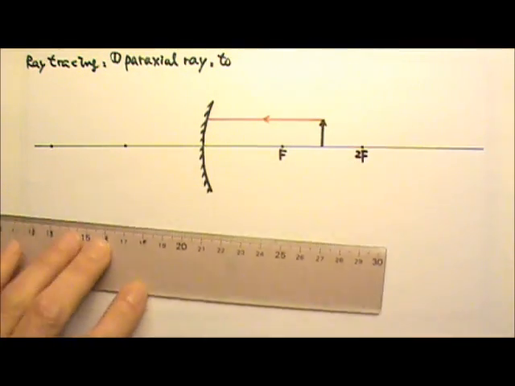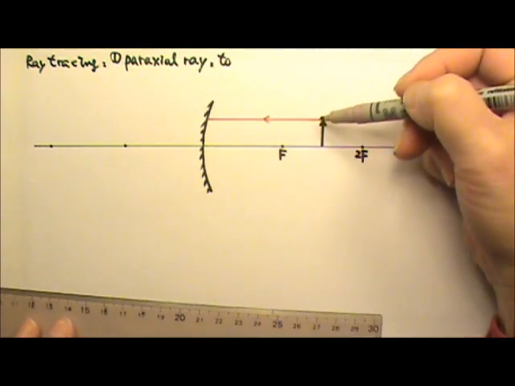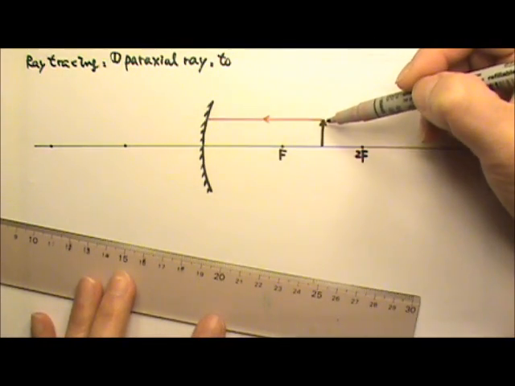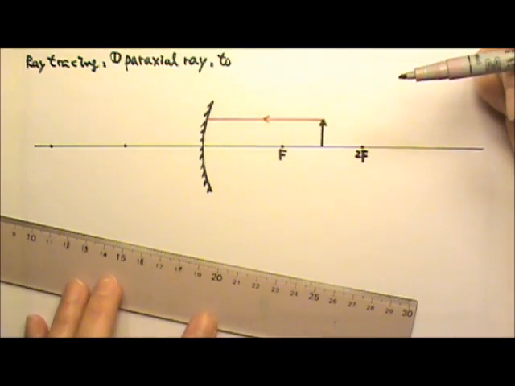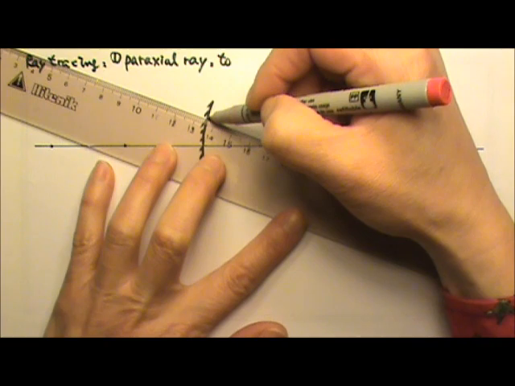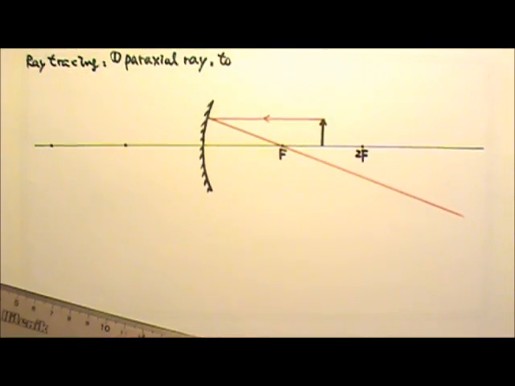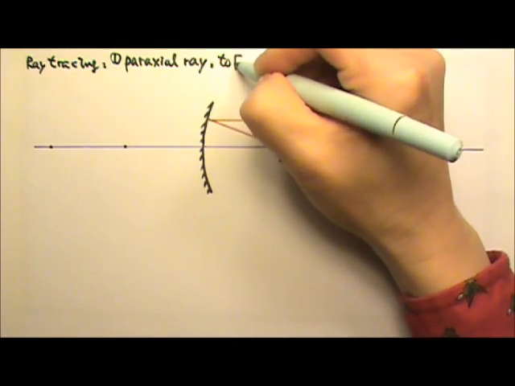It hits the mirror and it's going to get reflected and goes to where? A ray that is parallel to the principal axis is going to get reflected and go to the focal point. So this ray is going to go this way through the focal point. So this goes to the focal point.